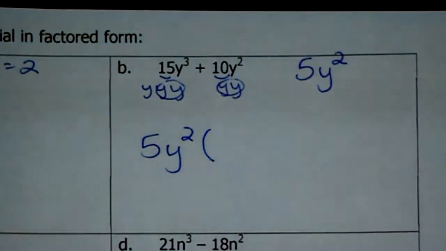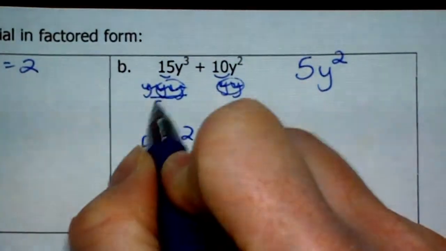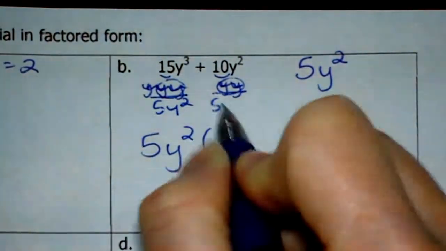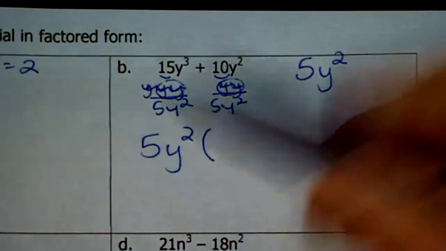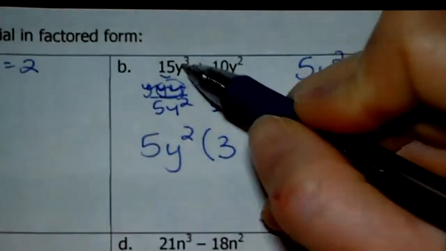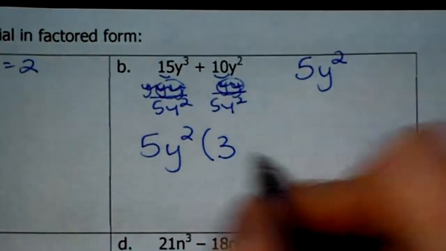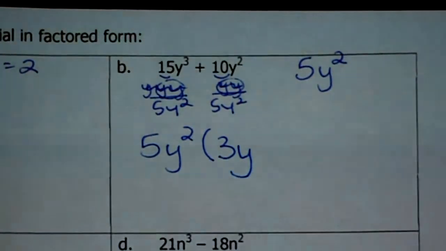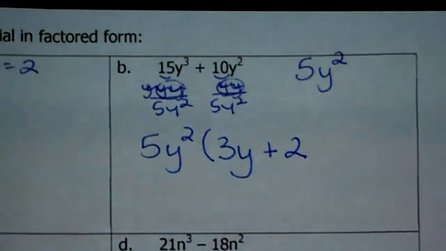And to figure out what goes on the inside, I'm going to kind of scribble these out. You need to divide both terms by 5y squared. So 15 divided by 5 is 3. And when you take y cubed divided by y squared, you just subtract the exponents. 3 minus 2 is 1. So I'm really just left with 3y. Remember, you don't have to put the 1. Write an addition sign. Now let's do this one. 10 divided by 5 is 2. Y squared divided by y squared, any number divided by itself, is 1. So we're done with that one.